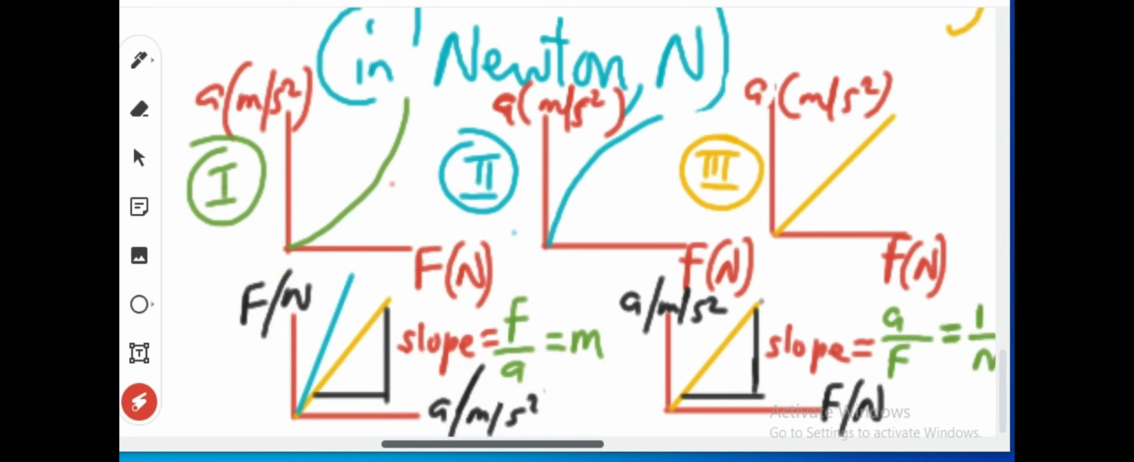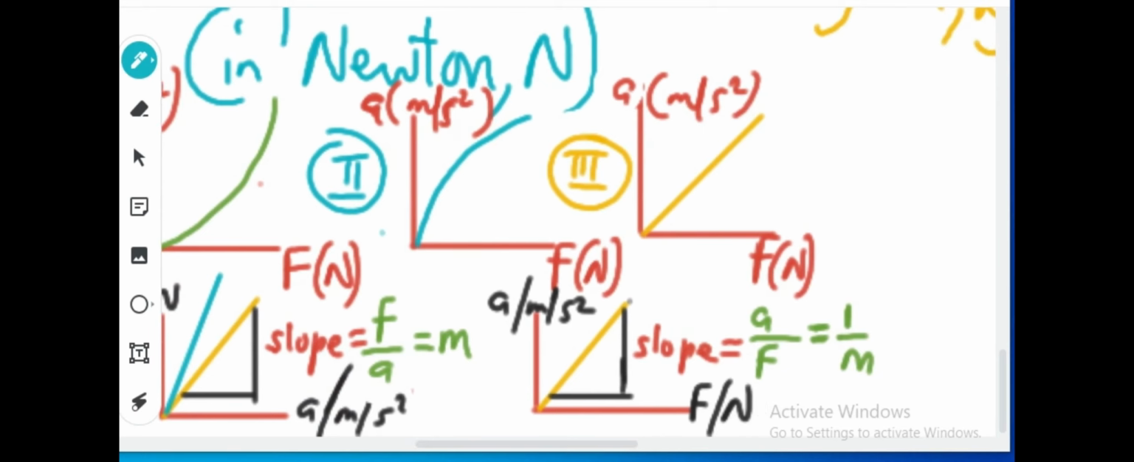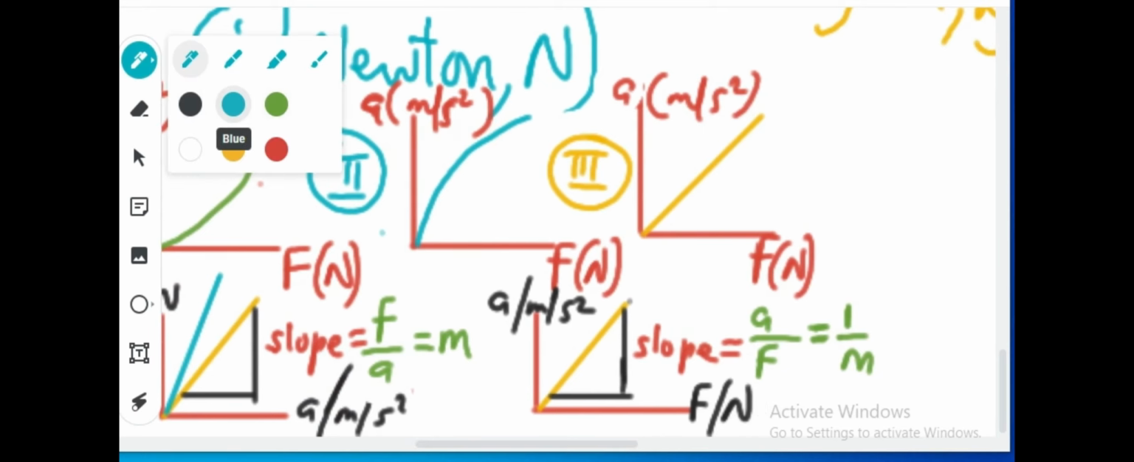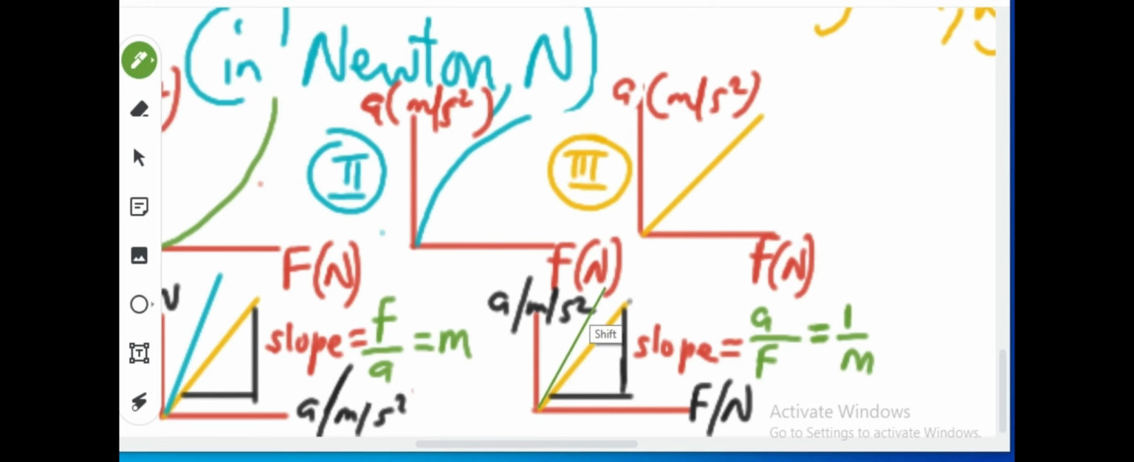Now watch this. I'm going to draw another line. This one is a green line. This yellow line and the green line, which one has a bigger slope?